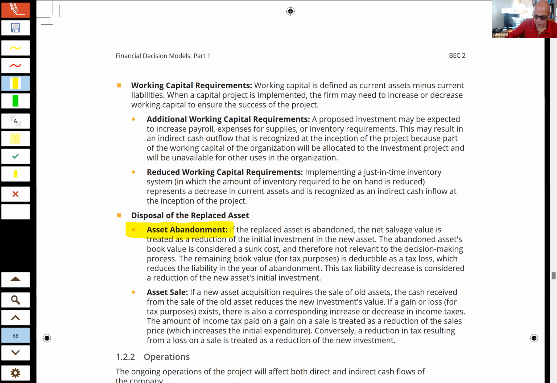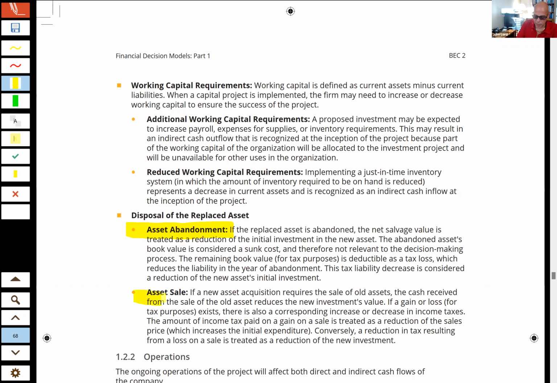So we're just basically going to get rid of the old asset. And all we were saying there was that as we're getting rid of that old asset, if we're just abandoning it, we're just going to junk it somewhere, that loss, the remaining book value, would shield a certain amount of income from tax purposes. That's going to be considered a tax inflow that will reduce the initial investment, since that's going to presumably happen at the beginning of the project.